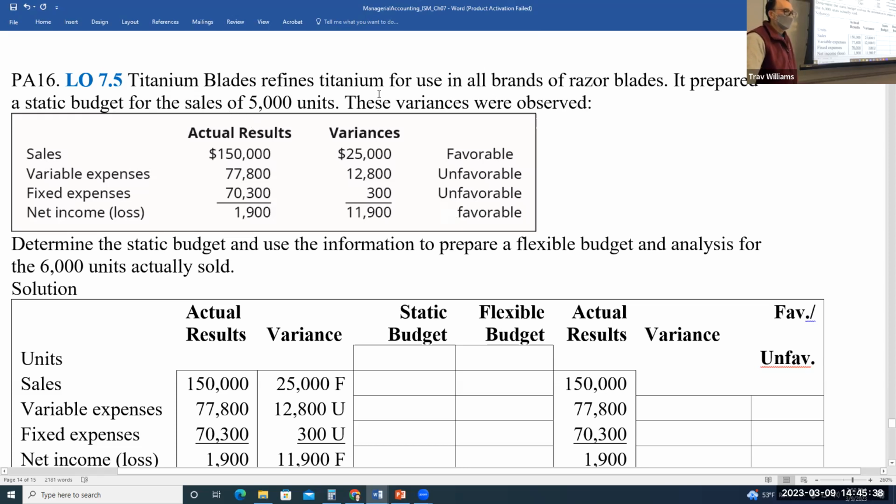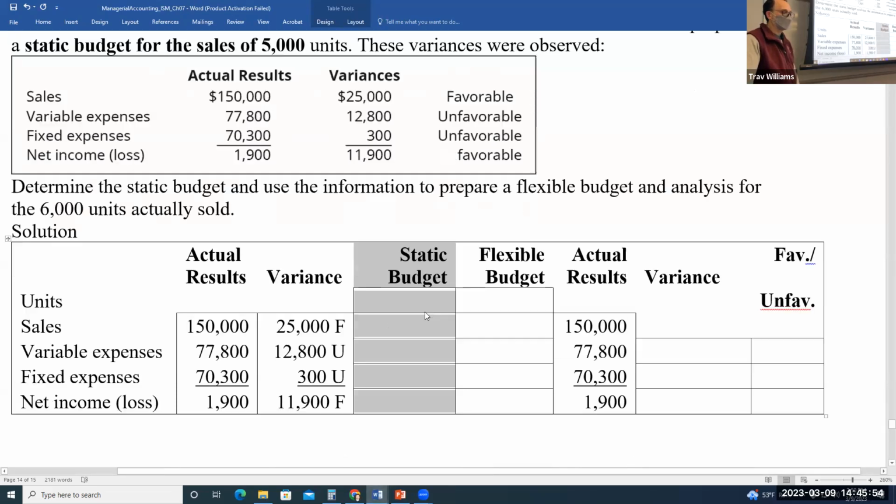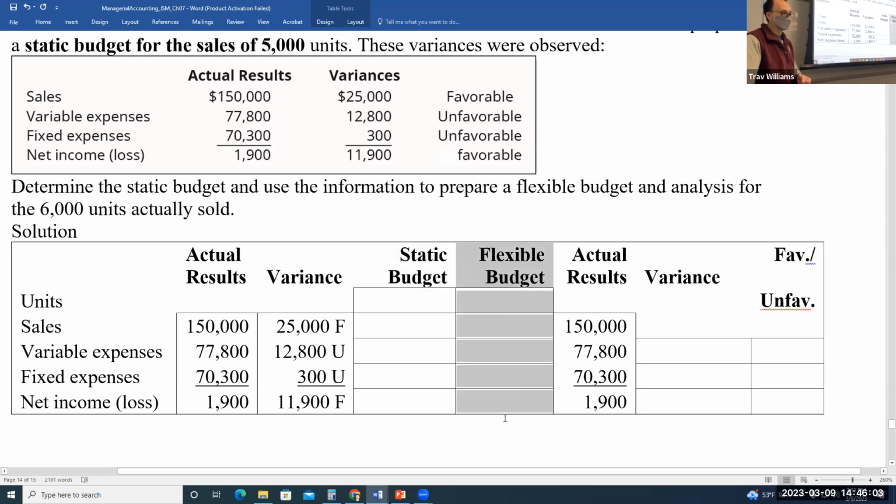And let's see, this is a static budget based on sales of 25,000 units. We see the static budget in this column, although it's blank. So first thing we're going to have to do is fill that in, figure out what the static budget was. Then we're going to adapt that based on 6,000 units sold, and that will be our flexible budget. We're then going to compare the actual results with the flexible budget.